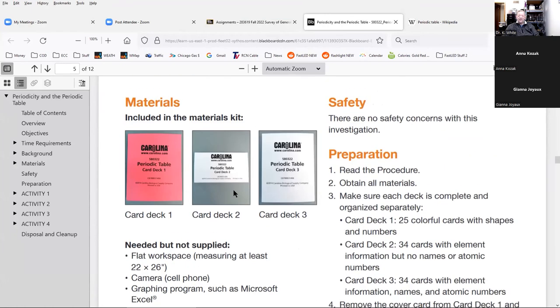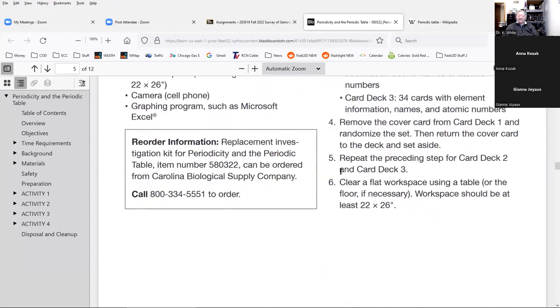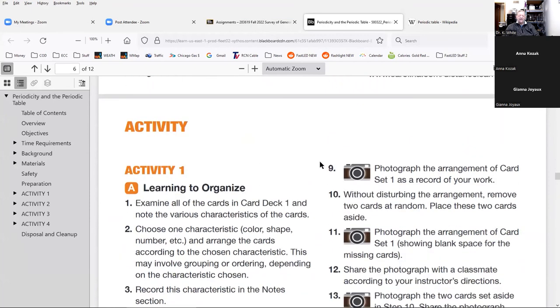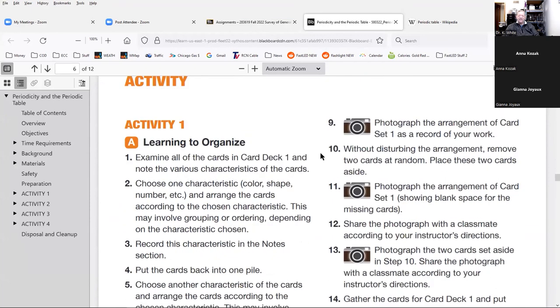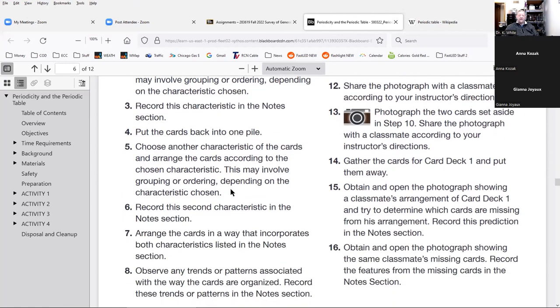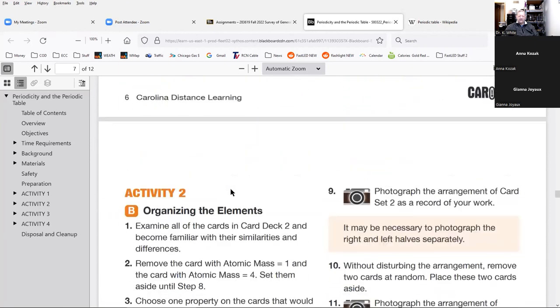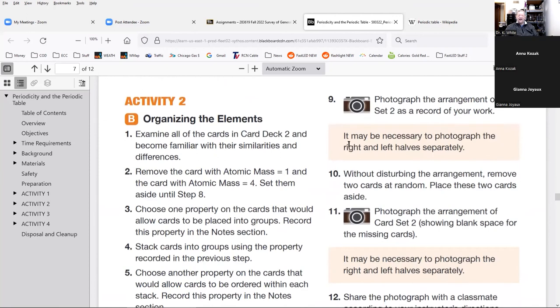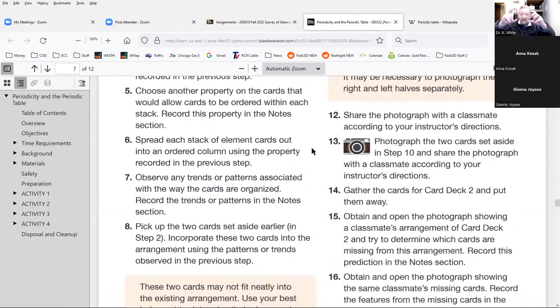And what you'll do is prepare it like they have here. Then you have various activities. Now, if you look at activity 1, steps 9, 10, 11, and 13, they tell you to take a picture. Don't wait until activity 3 with deck 3 and just take one picture. I don't want you taking a million pictures. It's not a million, but go through and do the activities. And in activity 2, you'll be using deck card 2, and see steps 9, 11, and 13. They ask you to take a picture.